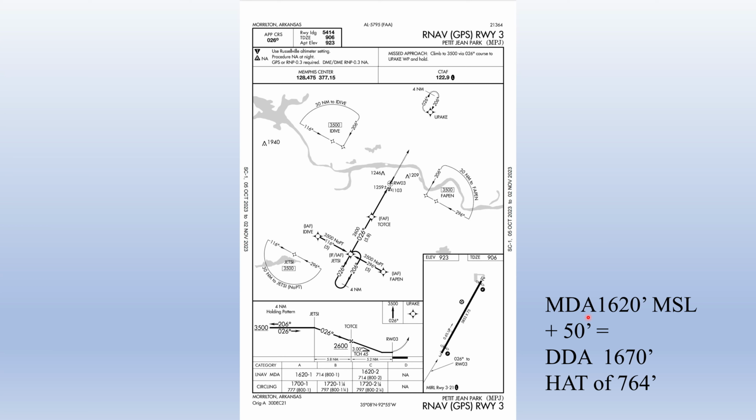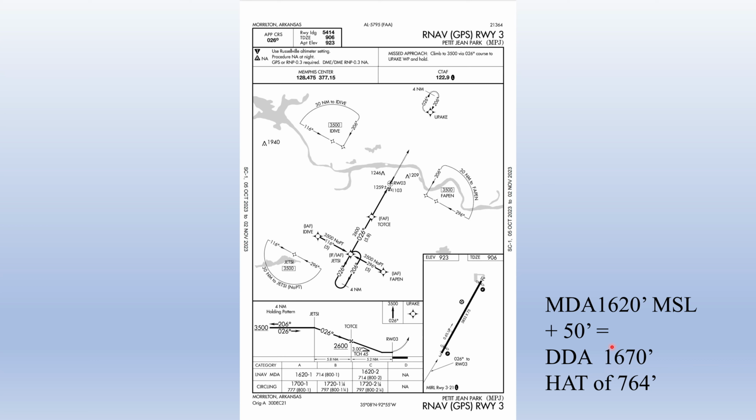So we will take our MDA of 1,620 feet, we will add 50 feet, and that will give us a derived decision altitude, or DDA, of 1,670 feet MSL. That is a height above touchdown zone now of 764 feet. Again, with that height above touchdown, if we arrive at 1,670 on the glide slope, we're going to be about 2.5 miles away from the runway with a reported visibility of 1 statute mile.